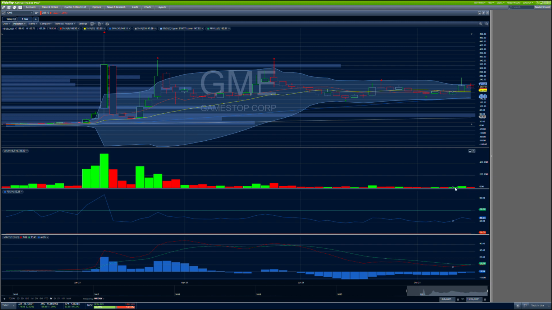Volume picking up is another thing, right? On the green days, we have increasing volume. You see that? We had low volume here on this green day, more volume here on this green day. That's good, right? So think about it as a checklist.